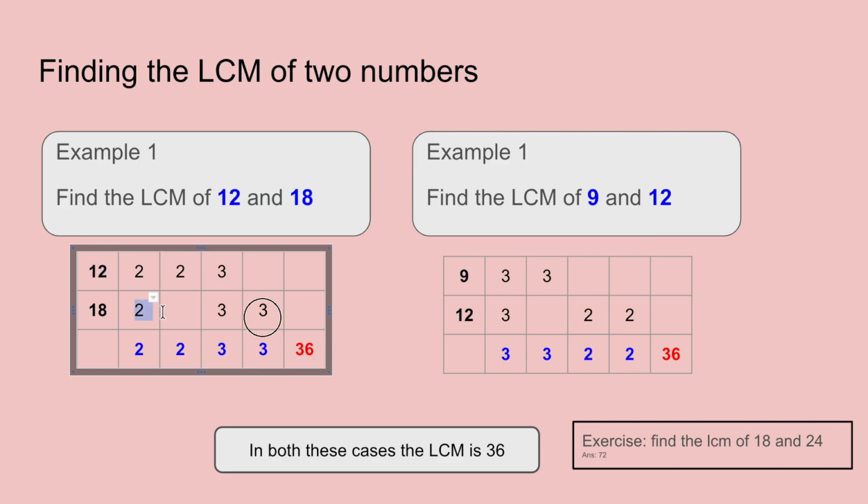And 2 times 3 times 3: 2 times 3 is 6, and 6 times 3 is 18. That's how we find the products. So we got the products, or the prime factors, of 12 and 18.